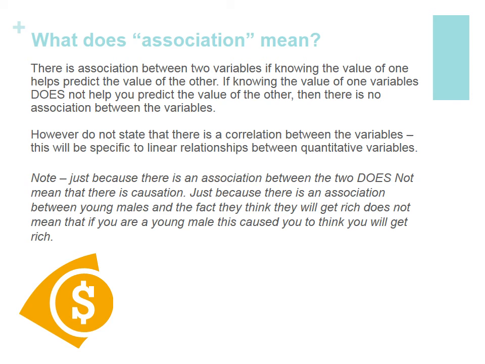So just because I know that they're male, being male doesn't cause you to think that you're going to get rich or cause you to think that you're not going to get rich. We'll take a look at that in a later section. Just because there's an association between young males and the fact that they think they're going to get rich does not mean that being a young male caused you to think you're going to get rich. Please be careful with that. We will specifically look at that later when we take a look at linear relationships. Okay, so association does not equal causation. You'll hear that over and over again in statistics.